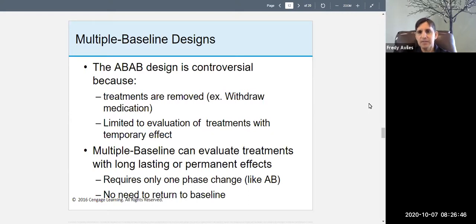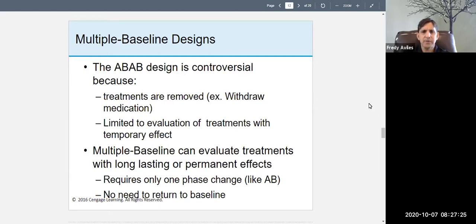The AB design is actually controversial, okay? Because treatments are removed. Let's say you take away medication from someone. So let's say somebody is sick, okay? You observe them during baseline, right? And then you give them the treatment, they get better. And then you take away the treatment and then they get worse. And then you give them the treatment again, they get better again, right? Notice when you're talking about medication, you're taking away the treatment. Maybe the treatment's working and then you take it away and then people suffer. So it's controversial because of that, okay?